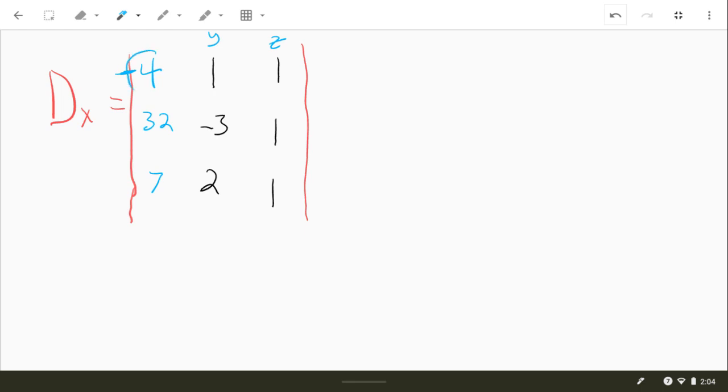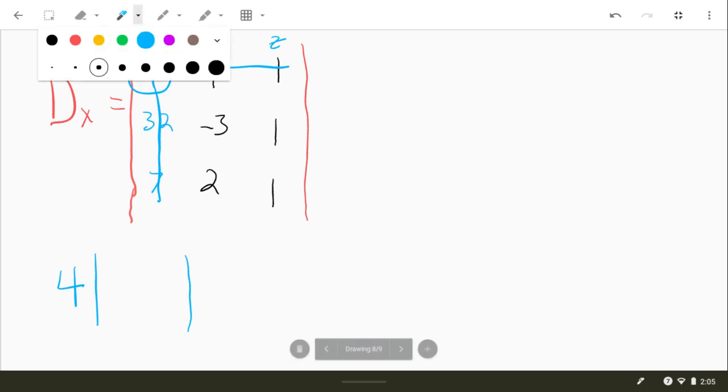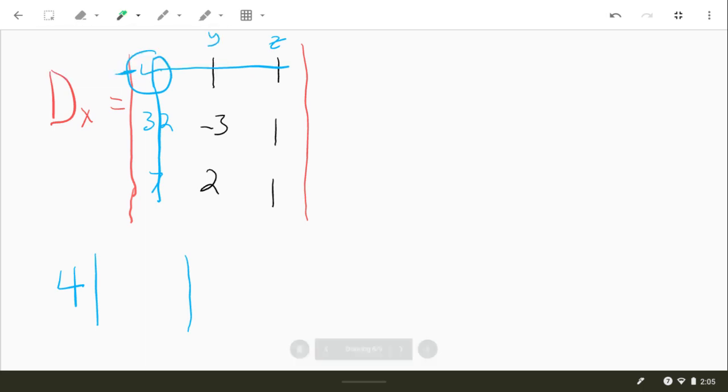So you start with the top row, so number 4, and it's 4 times the determinant. All right, and then we're going to mark out horizontally and vertically. Okay, and then the leftover pieces, -3, 1, 2, and 1. Now remember, this one was plus, this one was regular, and then we do a minus.